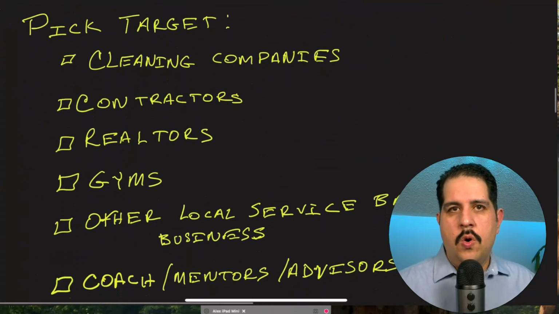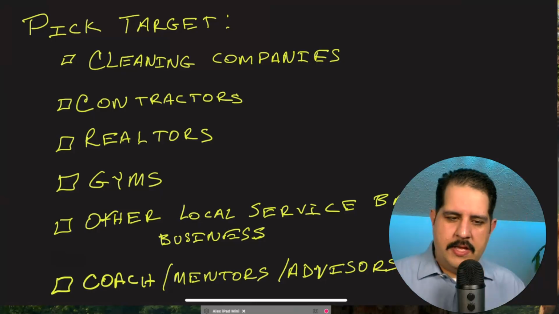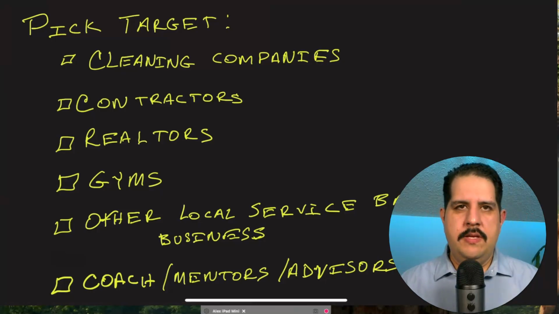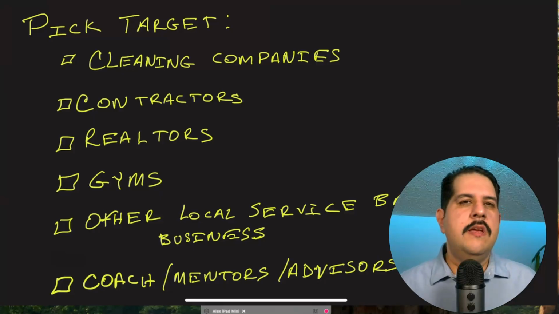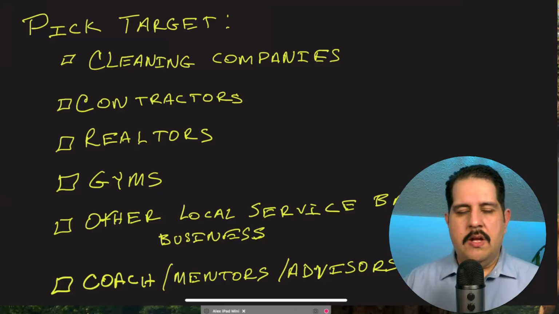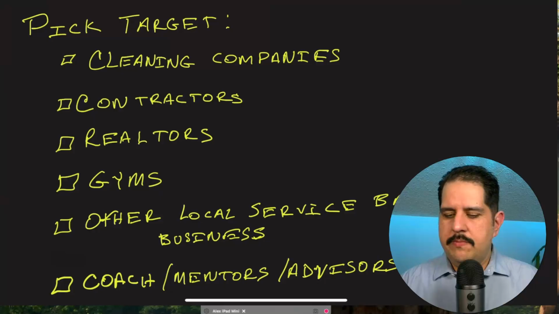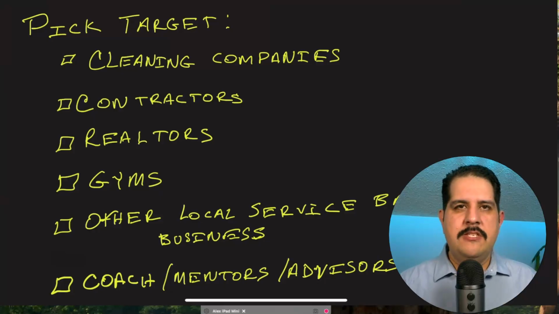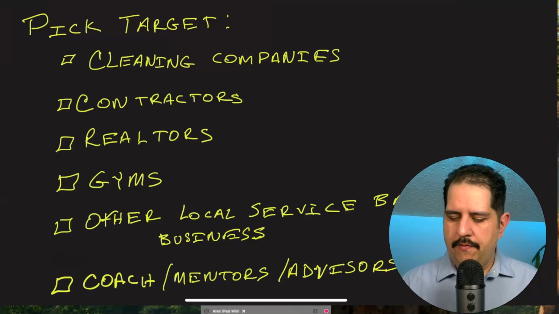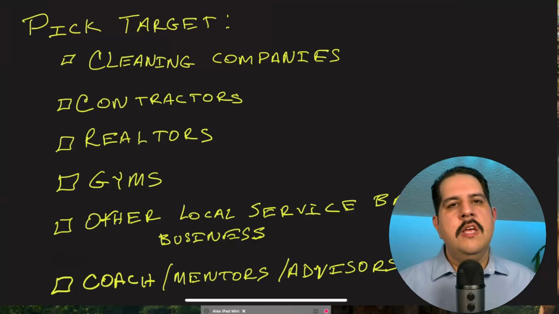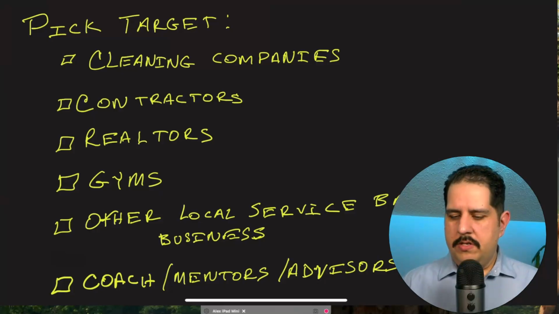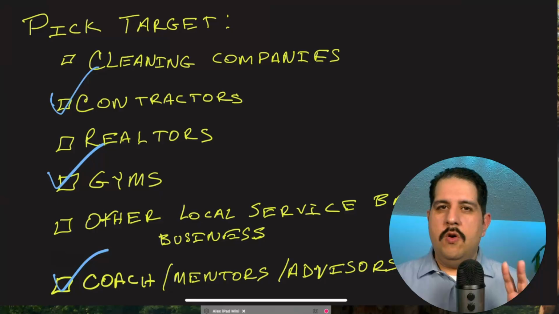You see, your avatar for this offer is going to be probably one of these, and I encourage you to just select one of these and move with it. Again, you want to choose a cleaning company, contractors in your area, realtors, gyms, perhaps other local service-based businesses that you see that have storefronts in your area. And maybe some coaches or some mentors or advisors. Reach out. That's who you're going to serve. Simply pick one, right? And it doesn't matter which one it is, no more than 2.